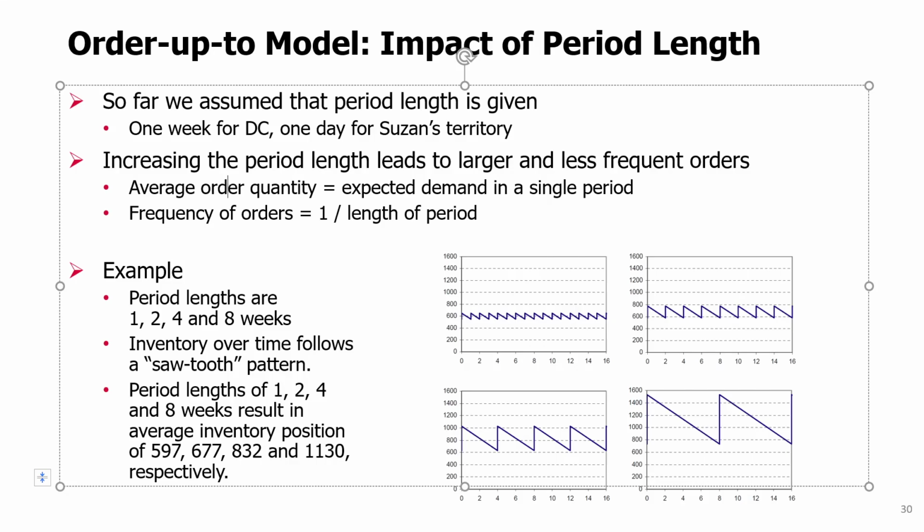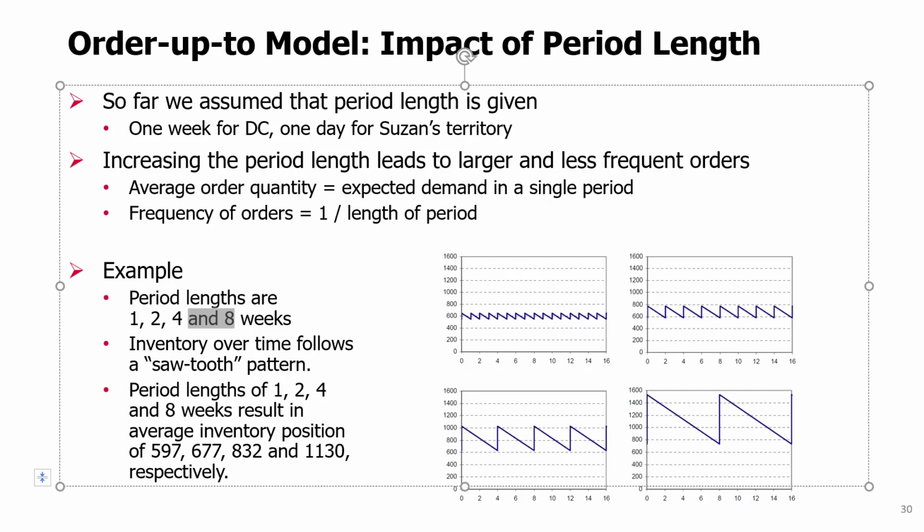Clearly, if we increase the period length, we will have larger orders and less frequent orders. So it is going to affect certain costs. And we can see in this picture here the evaluation of the distribution center if the period length is changed from 1 week to 2 weeks to 4 weeks and then to 8 weeks.